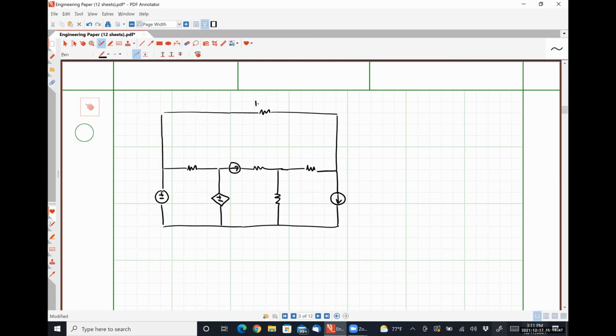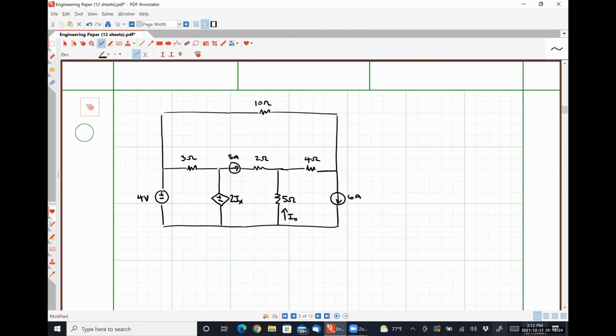And let's say that we have a 10 ohm resistor up here, 3 ohms, 5 amps, 2 ohms, 4 ohms, 4 volts, twice Ix, which means I'll need to define Ix. Here is a 5 ohm resistor. Here is a 6 amp source. And let's call Ix the current that's flowing up through the 5 ohm resistor.